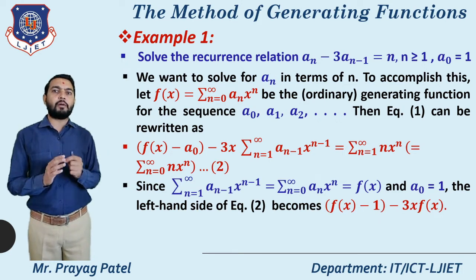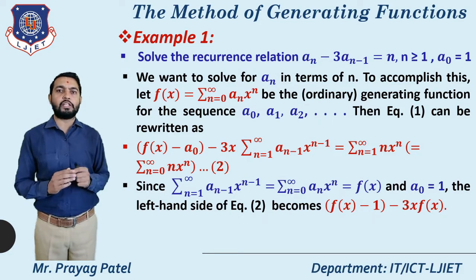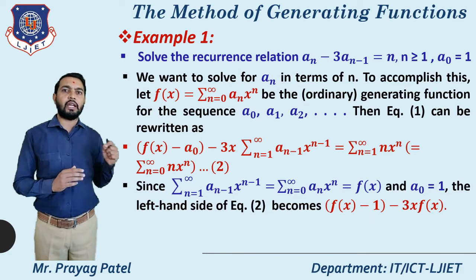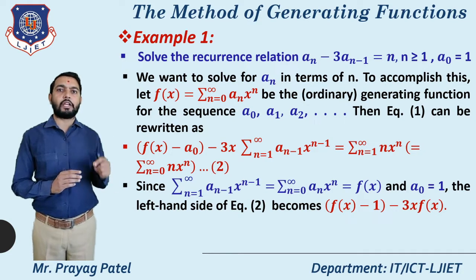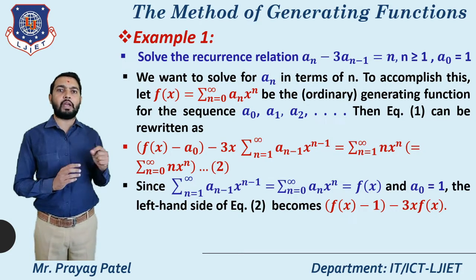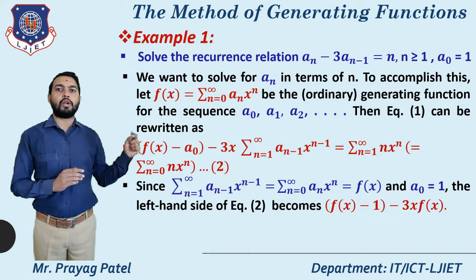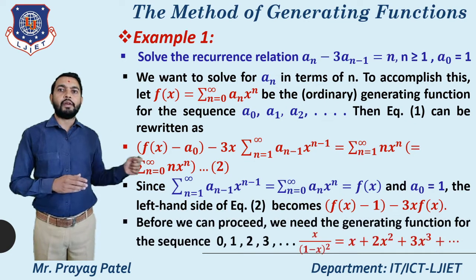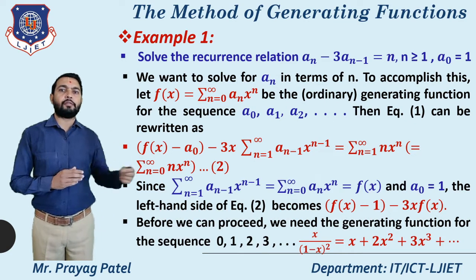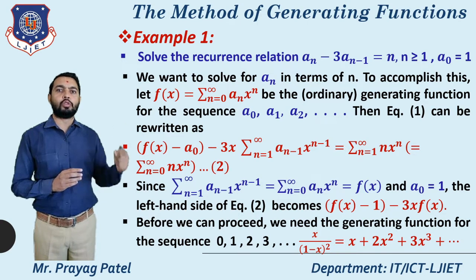Then the left side of equation number 2 becomes f(x) minus 1, because a0 equal to 1, minus 3x f(x), because f(x) equal to sigma n equal to 0 to infinity a_n x^n is similar to sigma n equal to 1 to infinity a_{n-1} x^{n-1}. Now, before proceeding further, our sequence is like 0, 1, 2, 3.